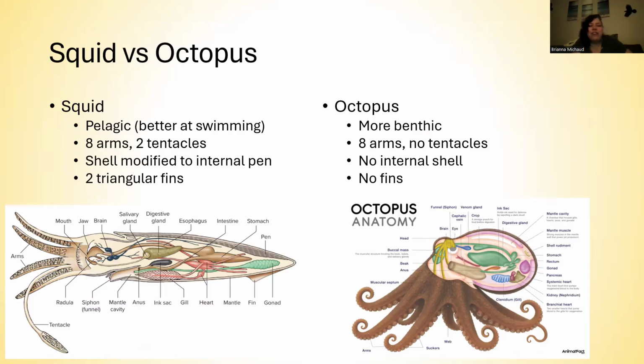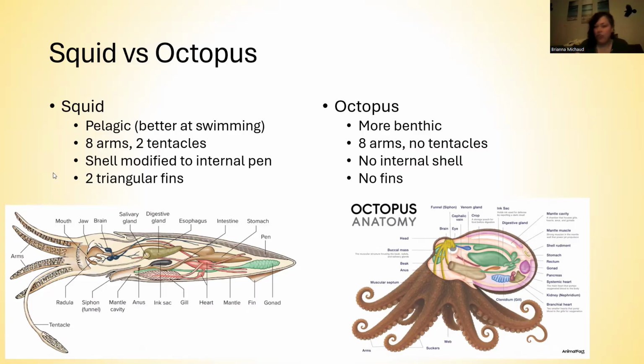Next up, I'm going to talk about some of the differences between squids and octopuses, because they obviously look pretty similar. They both have tentacles and they're both mollusks and stuff like that, but there are some very key differences between them. First of all, squids tend to be more pelagic.